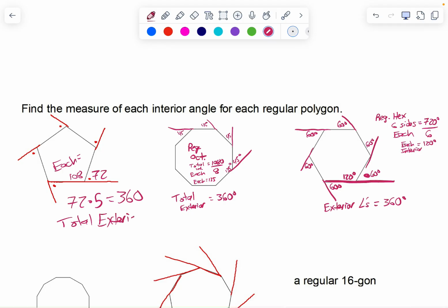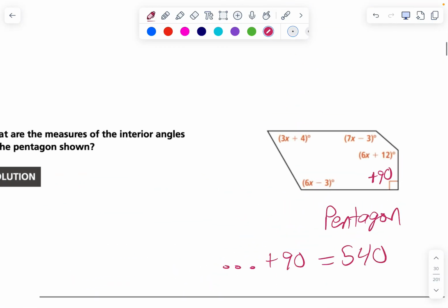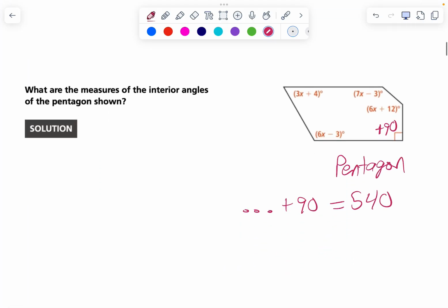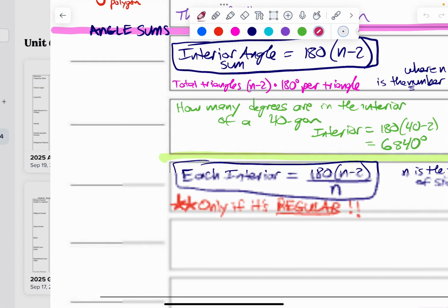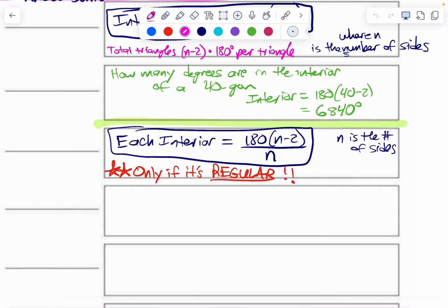Okay, what are you noticing? Do you think it depends on the shape? Do you think it depends if it looks funny like this one? No. Okay, so this is nice. Go back to your formulas wherever you're collecting those. And we're going to switch to exterior now.